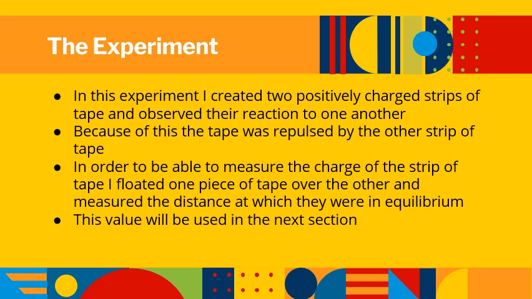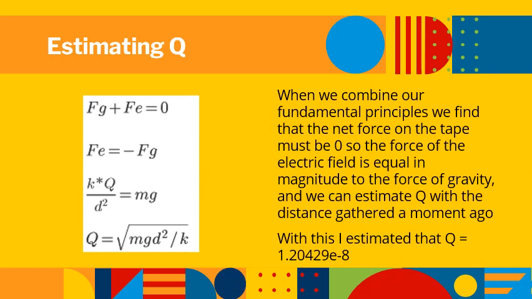So for the experiment, I created two positively charged strips of tape and observed their reaction to one another. Because of this, the tape was repulsed by the other strip of tape. In order to be able to measure the charge of the strip of tape, I floated one piece of tape over the other and measured the distance at which they were in equilibrium.